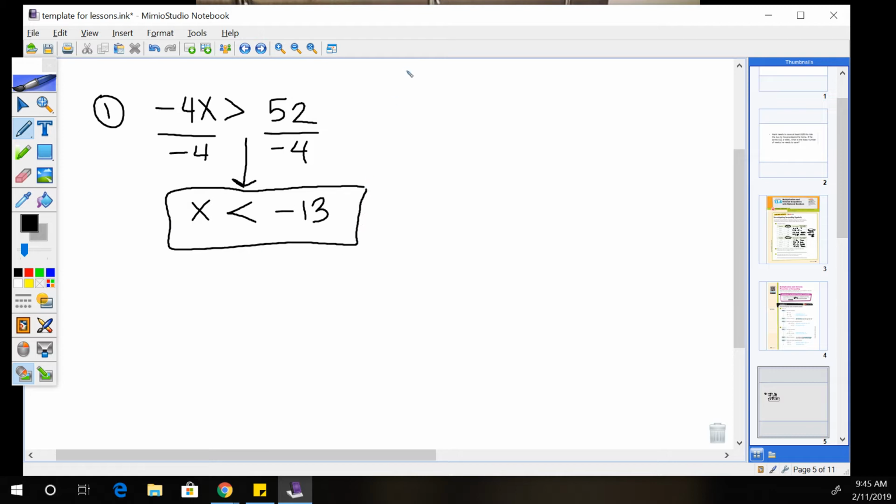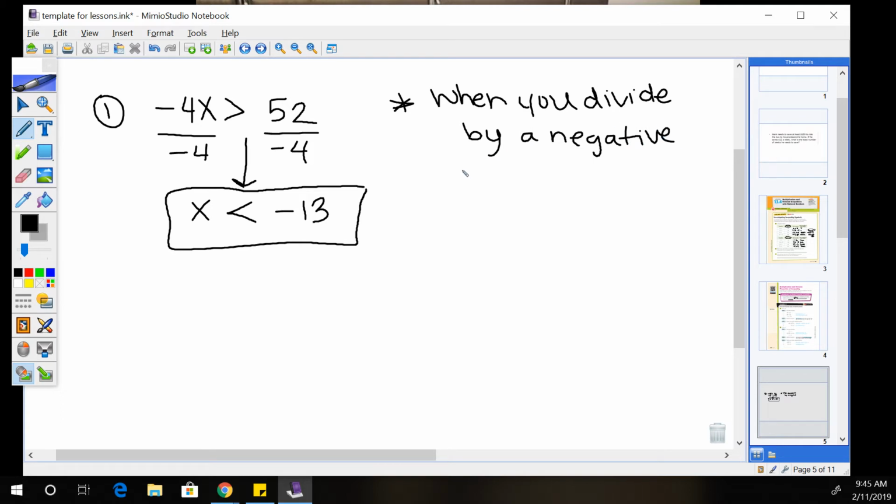Take notes. When you divide by a negative, you must reverse the sign. Got it? Okay. And then you guys know how to graph it.